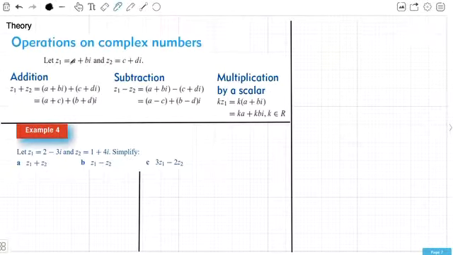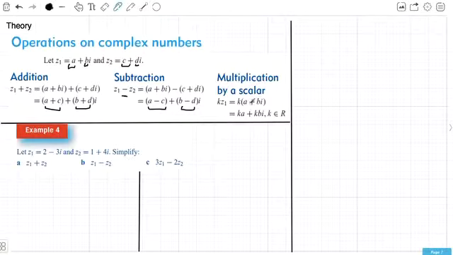The key thing is that you need to look at the real parts of your complex numbers and you add those together or you subtract them in the order that's specified, and then you look at your imaginary parts and you add those or you subtract them depending on what you're doing, and multiply by i. Okay, so essentially it's all about adding and subtracting the real parts and the imaginary parts separately.